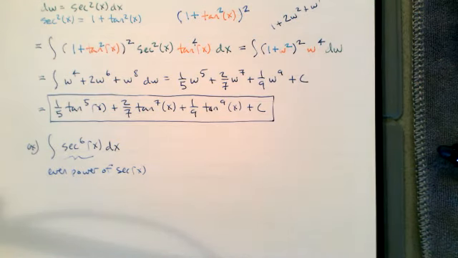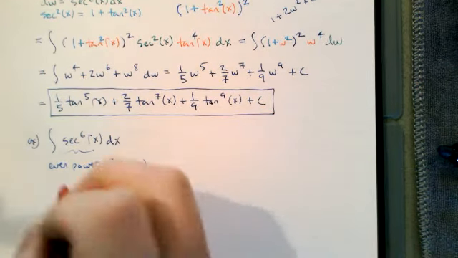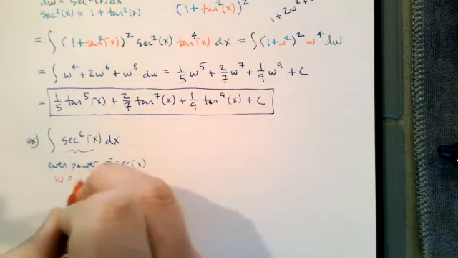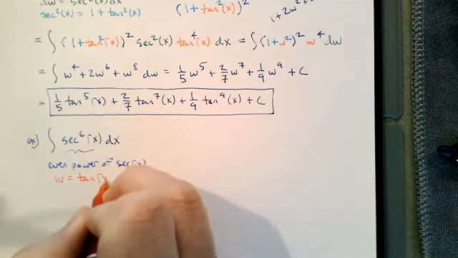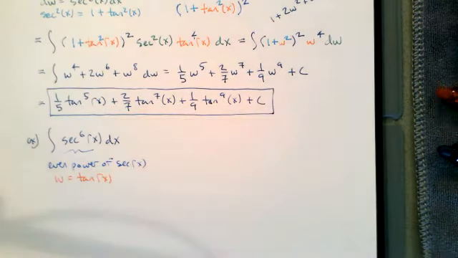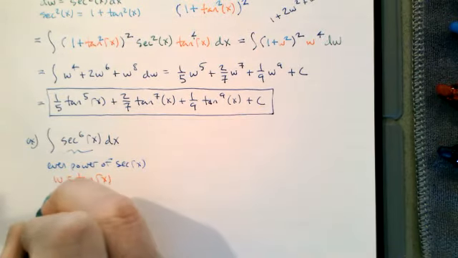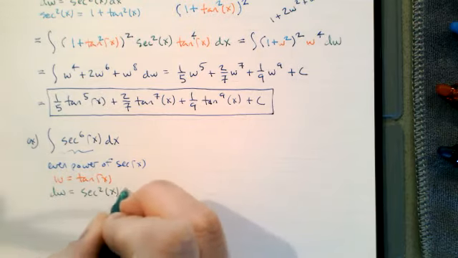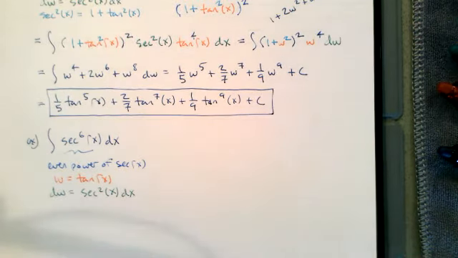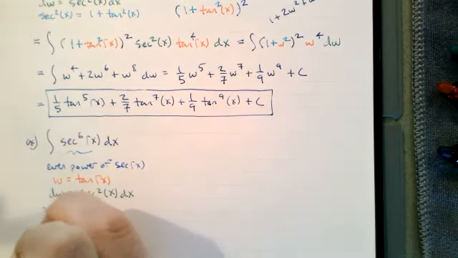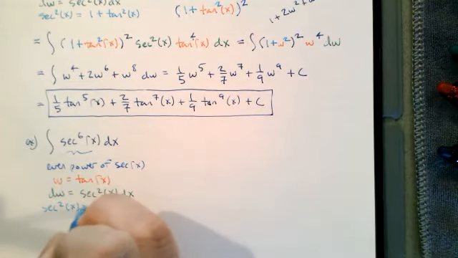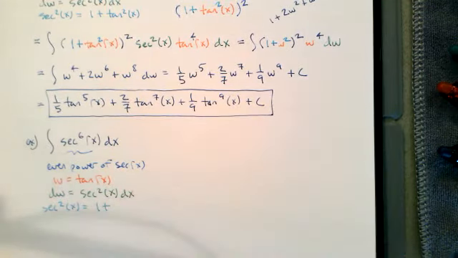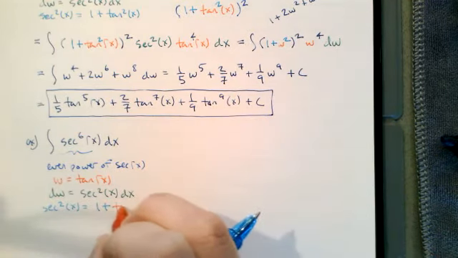There's an even power of secant, so the call is that w is tangent x. The reason that this is the weird one is that my original integral does not have any tangent in it yet. dw is secant squared x dx. And then any even powers of secants, that's where our tangents will show up. That's where we're going to get our tangents.